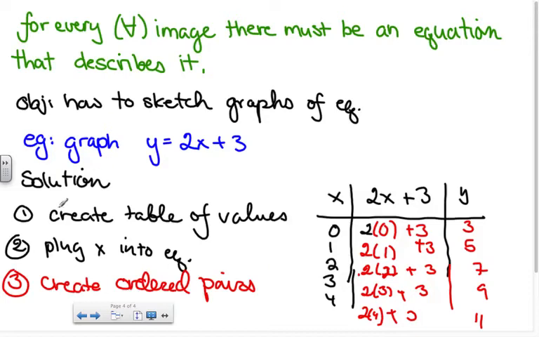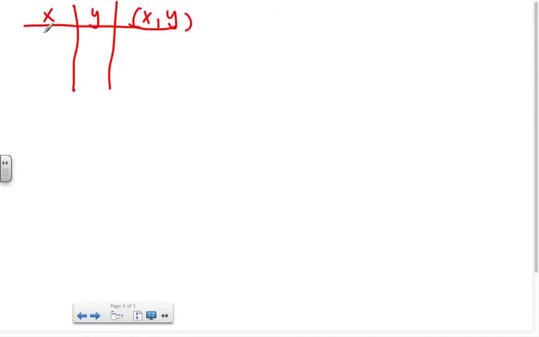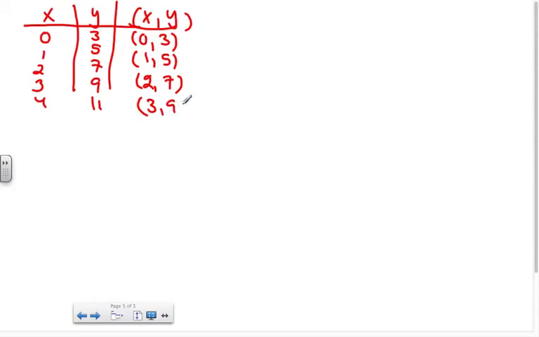So now we create the ordered pairs. And this is, of course, the point plotting method. So creating our list of ordered pairs, it's going to be x, y. x is 0, 1, 2, 3, 4 and y is 3, 5, 7, 9, and 11. So the points are 0, 3; 1, 5; 2, 7; 3, 9; and 4, 11.